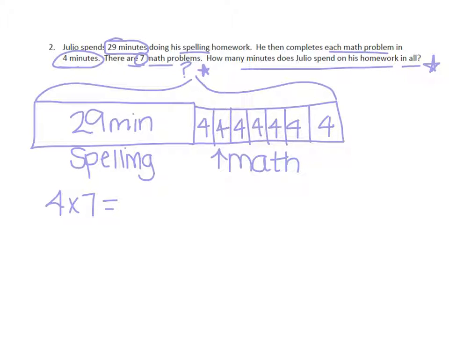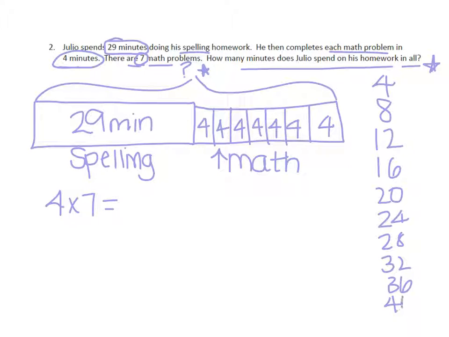So I'm going to write down my 4s because it's easier to count by 4s. I also remember there's a song. So it goes 4, 8, 12, 16 and 20, 24, 28, 32, 36 and 40.